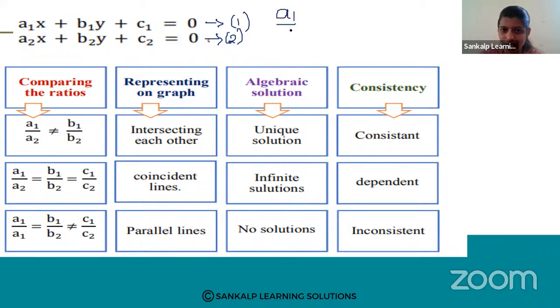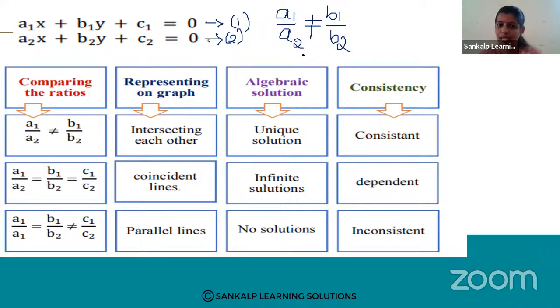a1 divided by a2 is not equal to b1 divided by b2. Take any example: you are comparing the ratios, that is a1 divided by a2, and next b1 divided by b2. So b1 divided by b2 and a1 divided by a2 are not equal. Then you can say that a1 divided by a2 is not equal to b1 divided by b2, right?